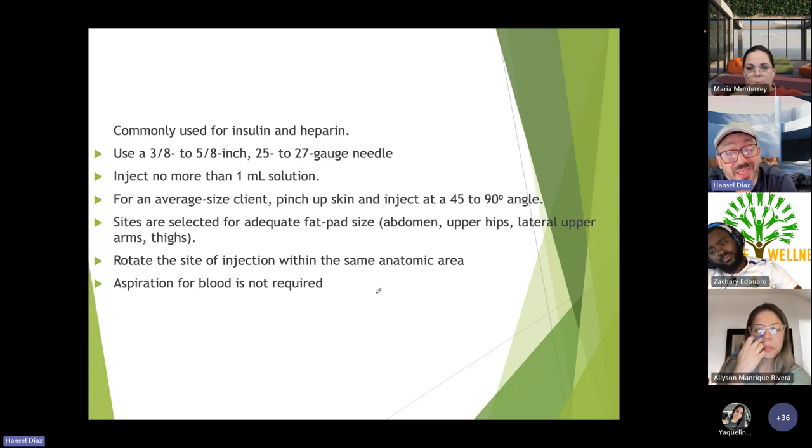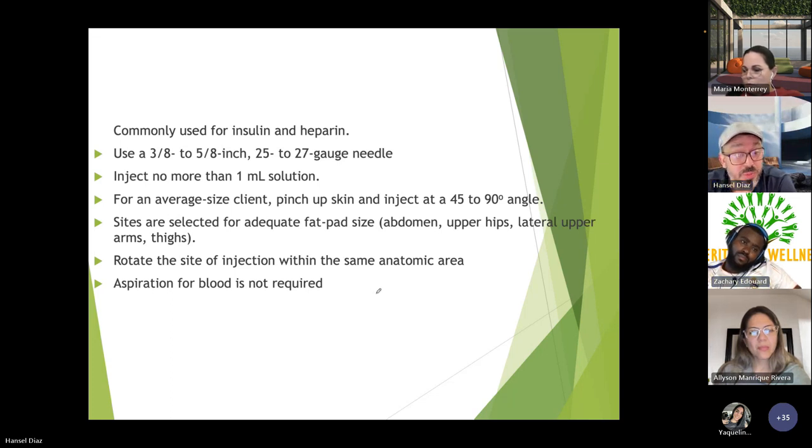In the case of Lovenox, well, it's already pre-prepared. But if you're going to inject some sort of medication that has to be given subcutaneously, and you don't have a pre-prepared one, you need to know what needle you're going to use. You need to know that.